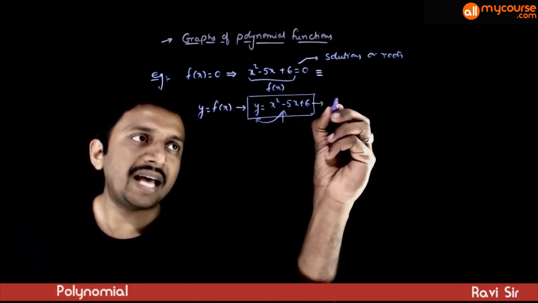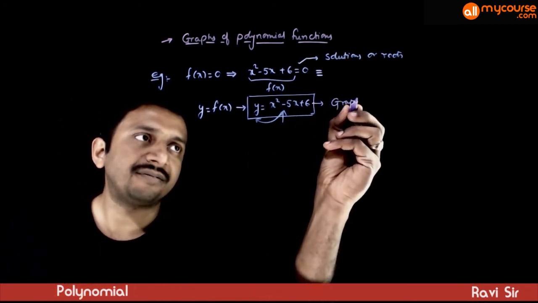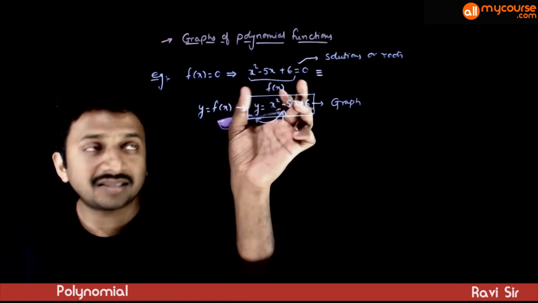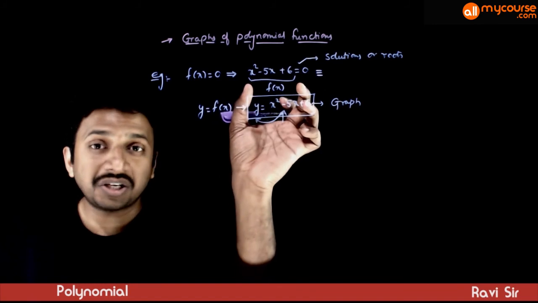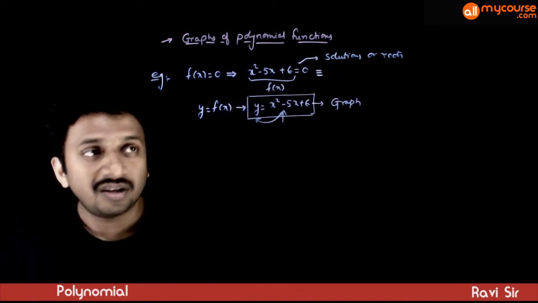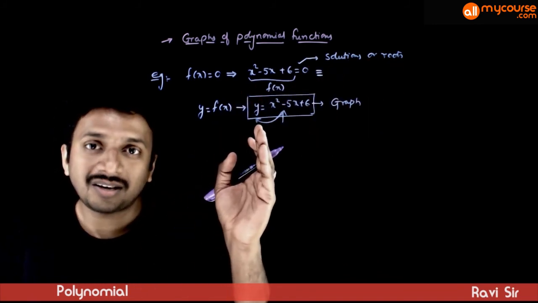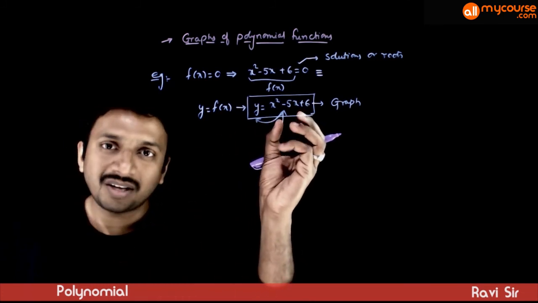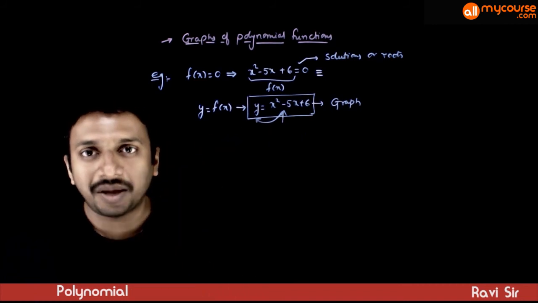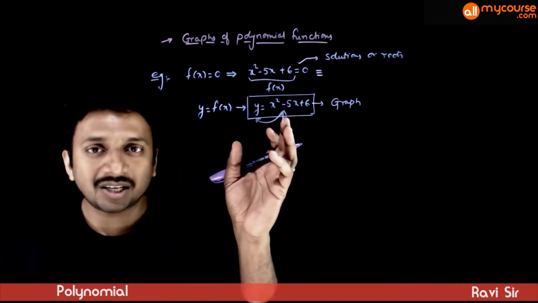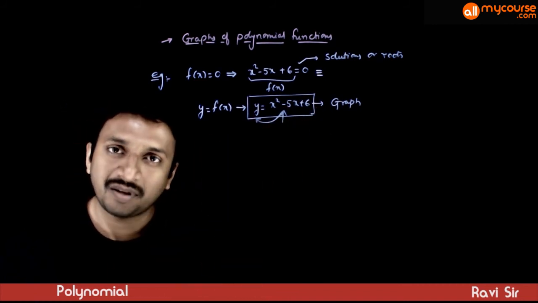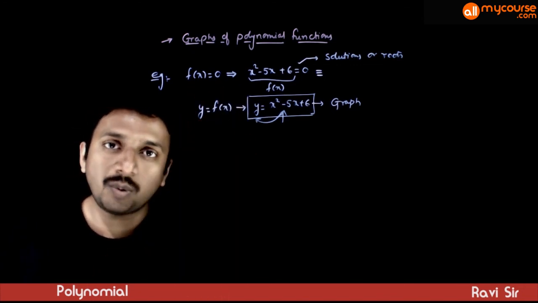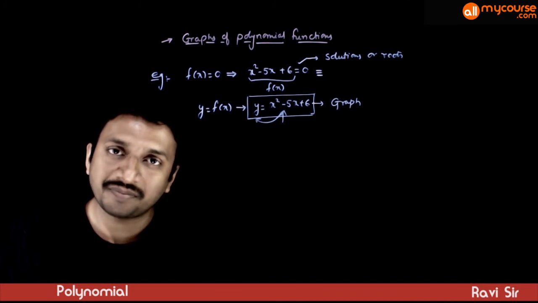So a function has a graph. An equation does not have a graph. An equation has a solution. An equation has roots. A function does not need to be solved. A function is some sort of rule which connects x and y. A function corresponds to a graph, and f of x is equal to 0 is an equation, y is equal to f of x is a function.